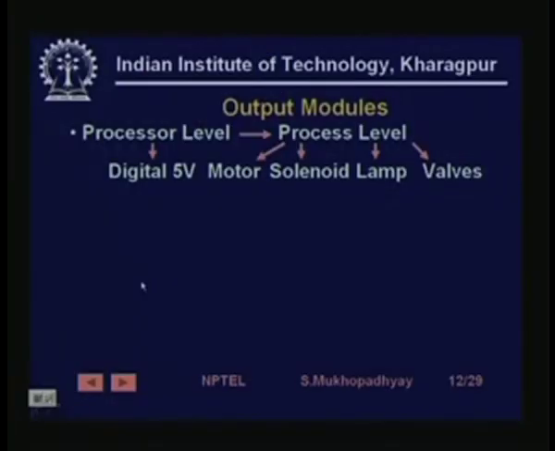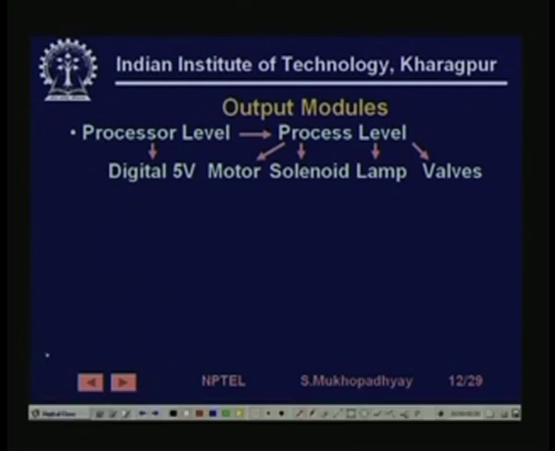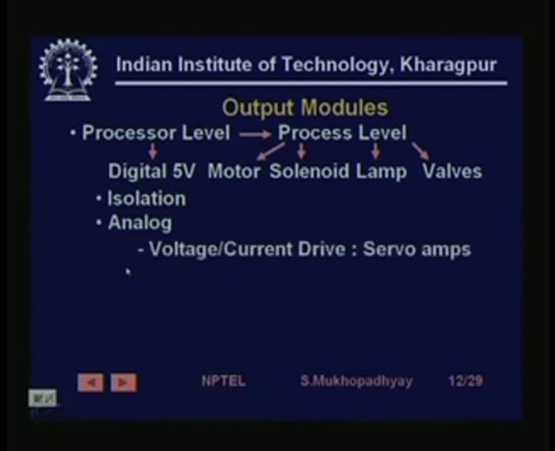Then we have output modules, they do the reverse, they translate processor level signals to process level signals. They are output devices, and these process level signals then go to things like motors, solenoids, lamps, valves. They have to actually do work, right. So mostly they have to be made analog, or sometimes even on off kind of signals, but they have to be increased in power because they are supposed to do work. They also provide isolation.